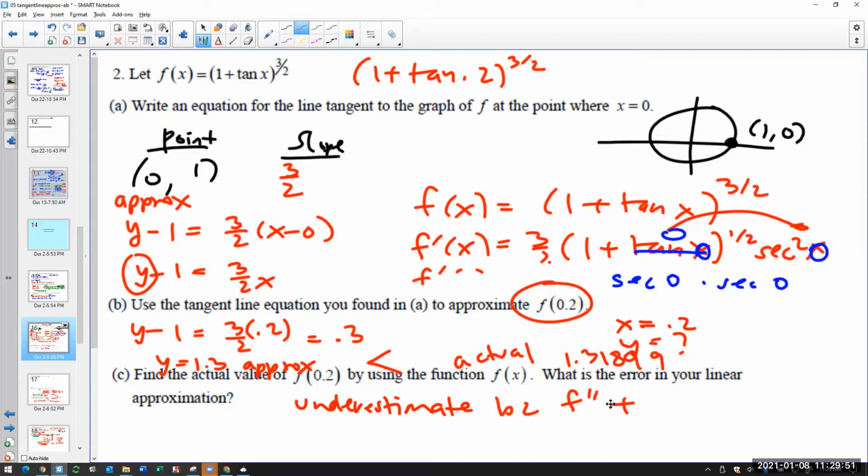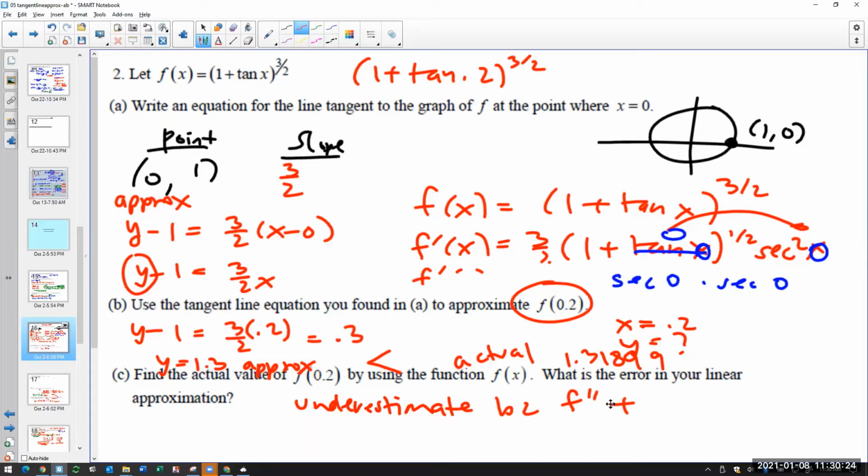When you have a graph that looks like this, a happy face, this is your real function. If you put a tangent line on it, where does a tangent line go? Underneath it. I saw somebody do this yesterday. Don't do that. This is not a tangent line. You pick a point and you put a line there. So the tangent line is an underestimate when your second derivative is positive. When your second derivative is negative, your tangent line is an overestimate. It's on top.